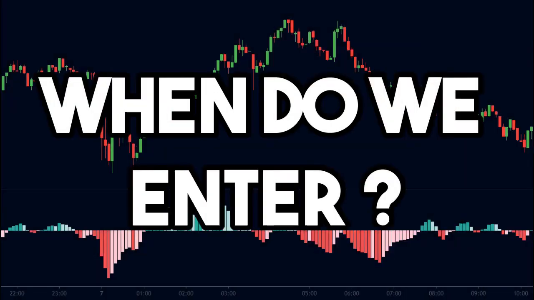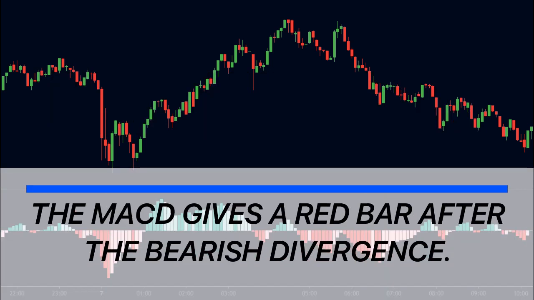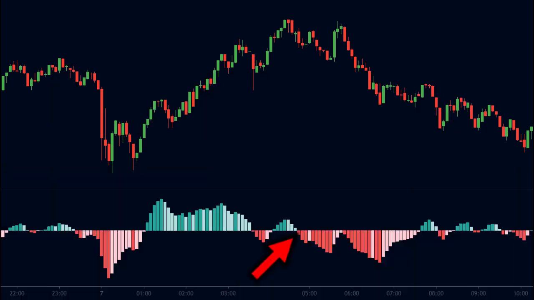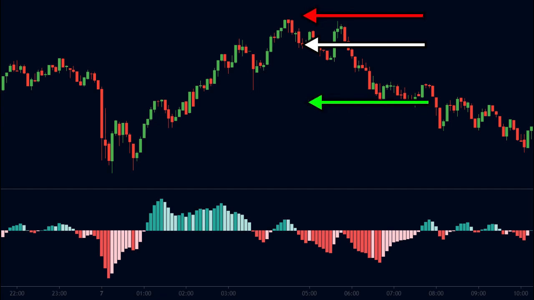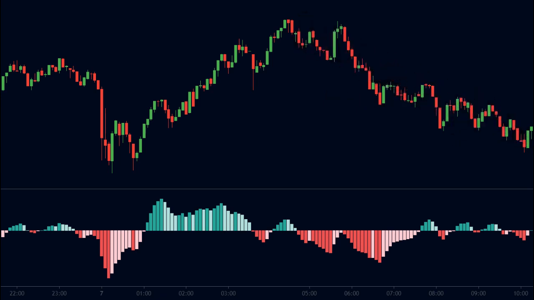But when do we enter the market? We will enter when the MACD gives a red bar after the bearish divergence. Here is the red bar. So we can enter the trade here. We can keep our stop loss above the previous high. We can place our targets at a 1.5:1 risk to reward ratio. As you can see, the price gave a strong down move after our entry.